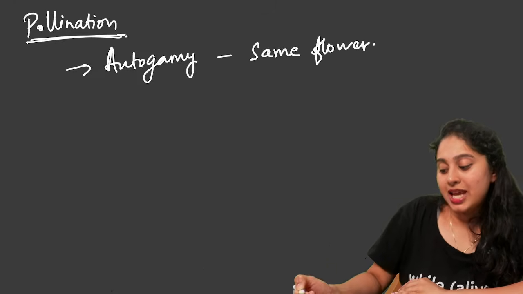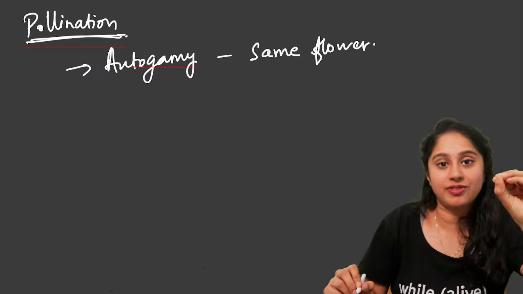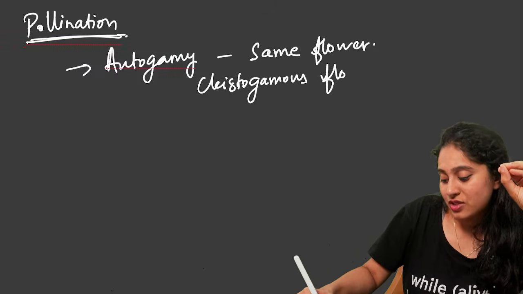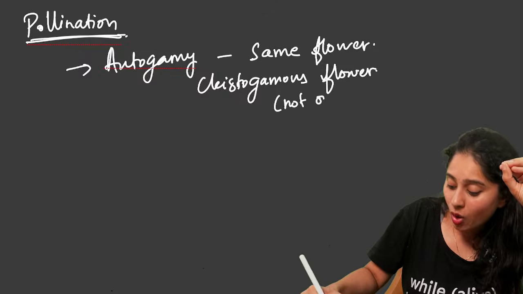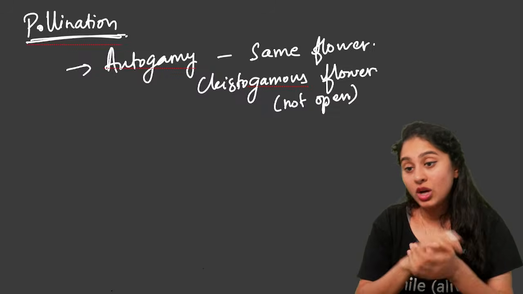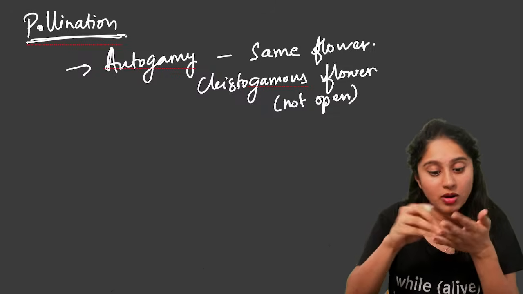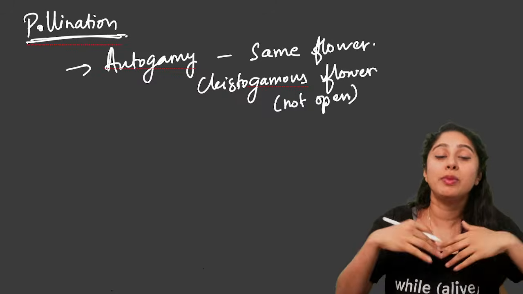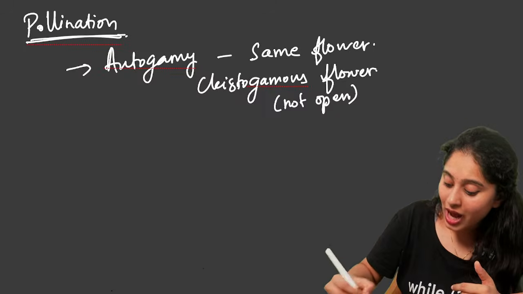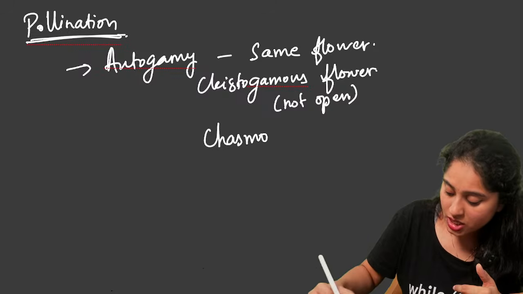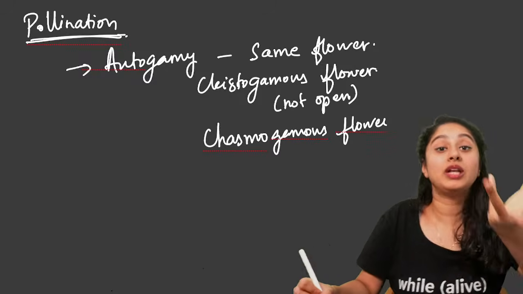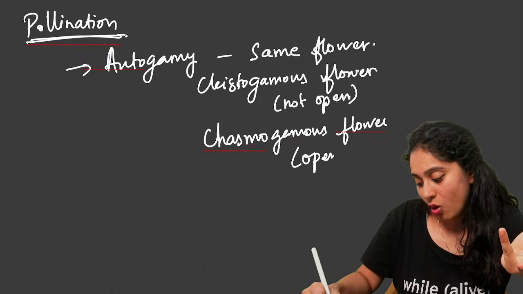Okay, now the same flower can either be a closed flower, where it is a cleistogamous flower. Cleistogamous flowers are those that will not open at all. It will remain confined itself. So there is no chance but to undergo self-fertilization. There's no other way, because if it does not open at all, it is not even going to get exposed to anybody else, correct? Now if you look at the chasmogamous flowers, these undergo self-fertilization only, but they open out to the outside. So they will open.